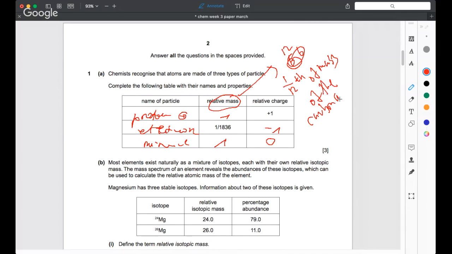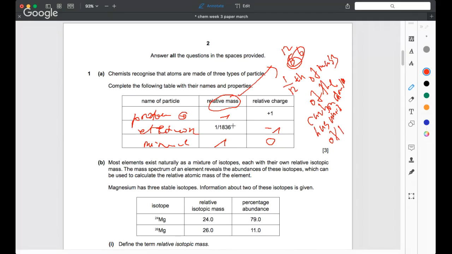atom or nucleus. The difference between atom and nucleus is that the atom has electrons but the nucleus doesn't, because the nucleus is part of the atom. But because the electron mass is too small, it doesn't matter, so either atom or nucleus is fine. So a 12th of the mass of a carbon atom has a unit of 1.